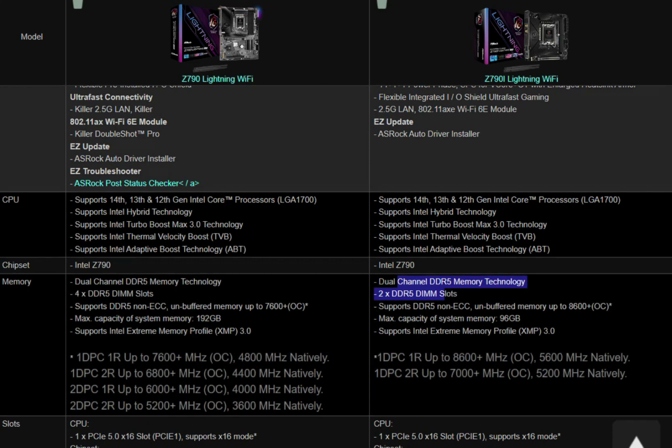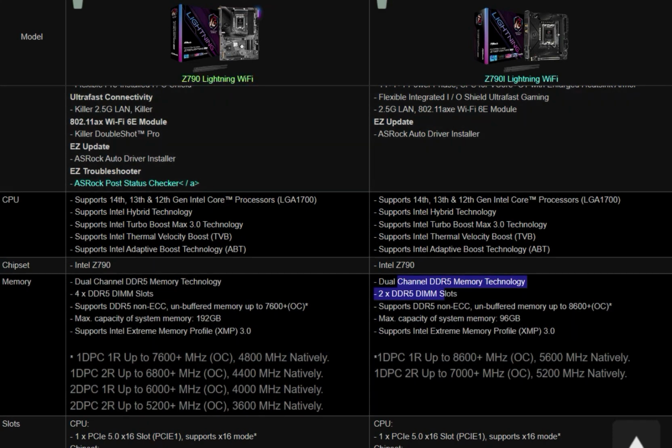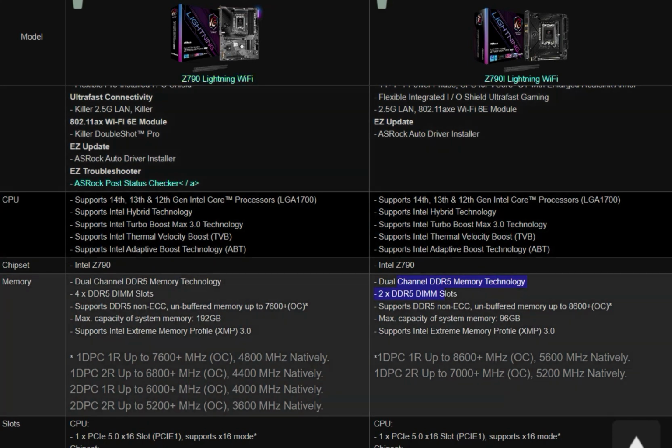So the chipset is the same, memory dual channel DDR5, and this is the same. So in this motherboard, Z790 Lightning Wi-Fi, there are 4 sockets for DDR5 RAM, and in this there are 2 sockets. Okay, supports DDR5 non ECC. This also supports non ECC. Max capability is 192 GB, and that is 96 GB only.